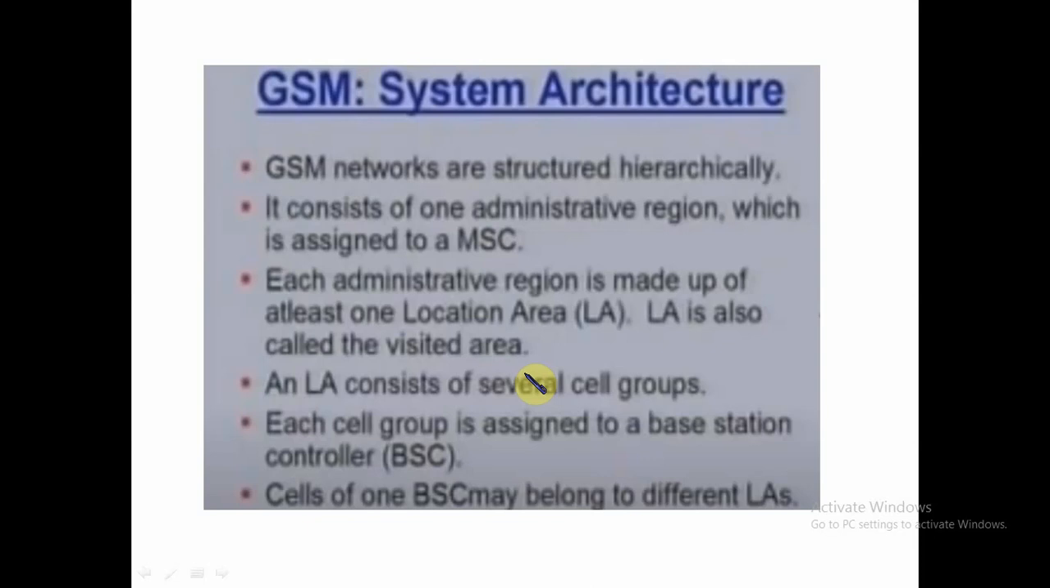Now coming to the cell structure, the location area consists of several cell groups, and each group is assigned to a BSC, that is the base station controller. Cells of one base station controller may belong to different location areas, and this slide gives in general the actual nature of the GSM network.